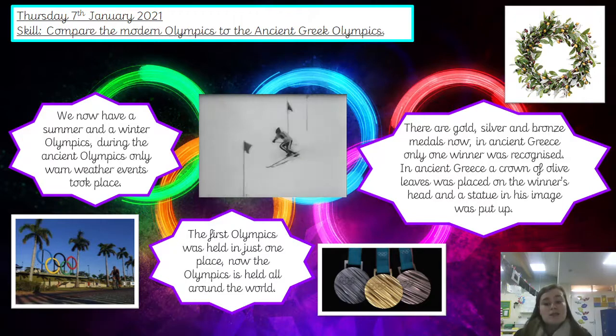In the ancient Olympic Games in ancient Greece, only one winner was recognised. So if you didn't win, then you didn't get anything, whereas now we have gold, silver and bronze. In ancient Greece, a crown of olive leaves was placed on the winner's head, and a statue in his honour was put up. Whereas now we get bronze, silver and gold medals. So the awards themselves are different as well, aren't they?